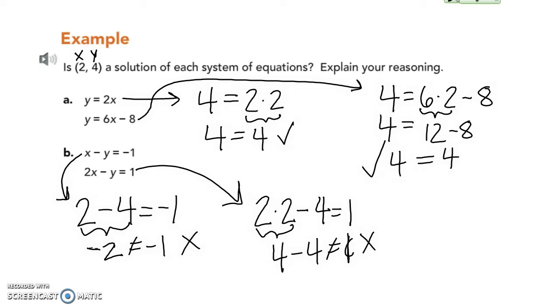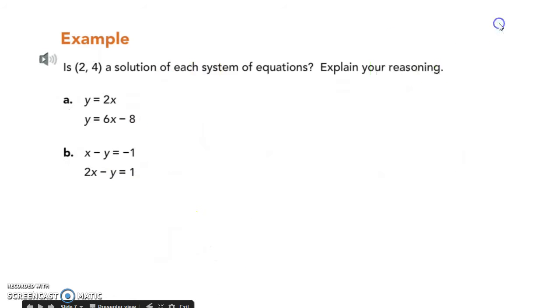So this is not right either. So no. That's how you can tell one that is a solution to a system of linear equations: when you plug in the ordered pair and it works. If you plug it in and it doesn't work, then that's not a solution to the system of linear equations.